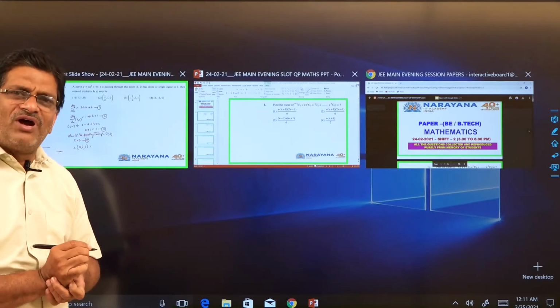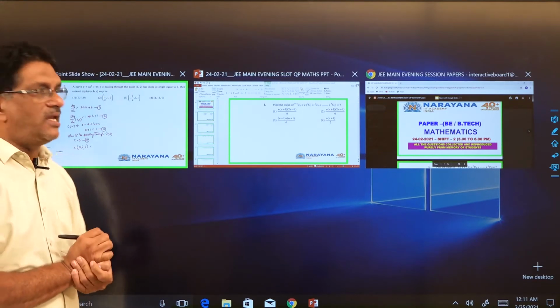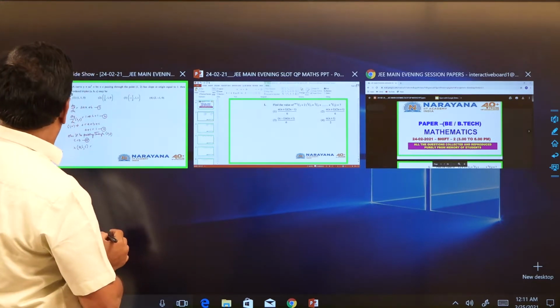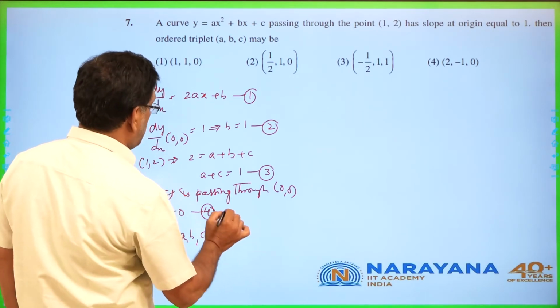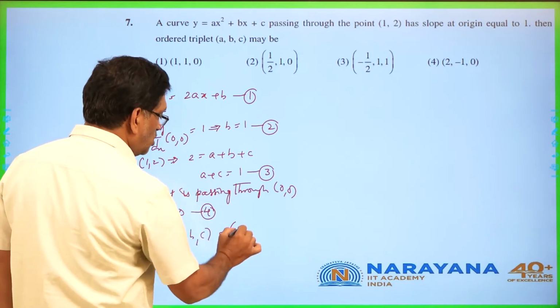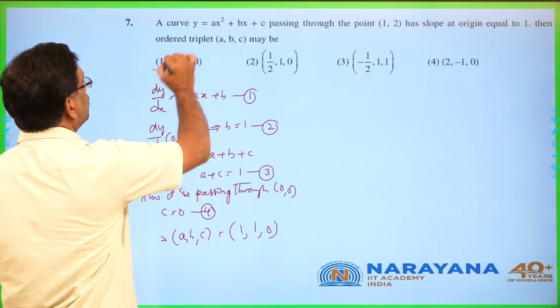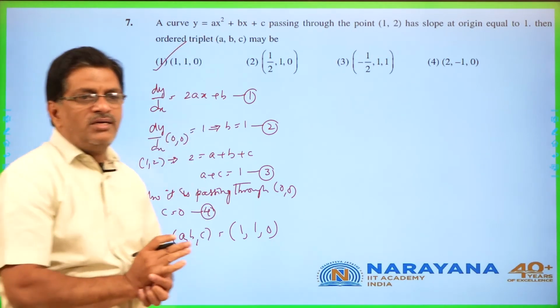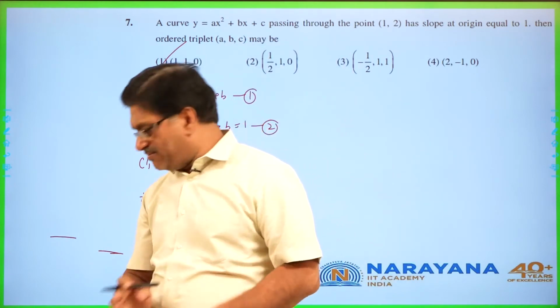So wherever you are finding the slope, that means that point is also on the curve basically. That is what he has given. We have got a plus c is 1, c is 0, so a is 1, b is 1, c is 0. That is this one, right? This is question number 7. Let us move to the next question, 8.